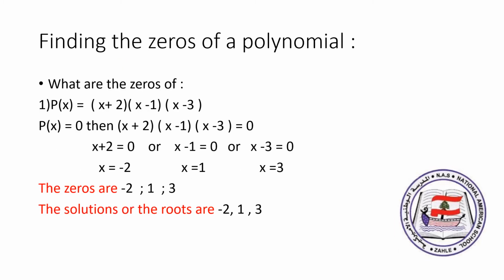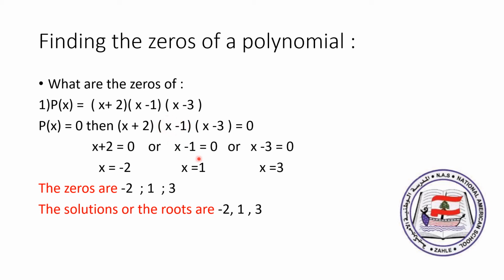Finding the roots of a polynomial. To find the zeros of a polynomial, or even the roots or the x-intercepts, we need to take the polynomial equal to 0 and solve it. So to find the zeros of p of x is equal to x plus 2 into x minus 1 into x minus 3, we only need to write p of x is equal to 0, then solve this expression by taking each factor equal to 0 since it's in the factorized form.